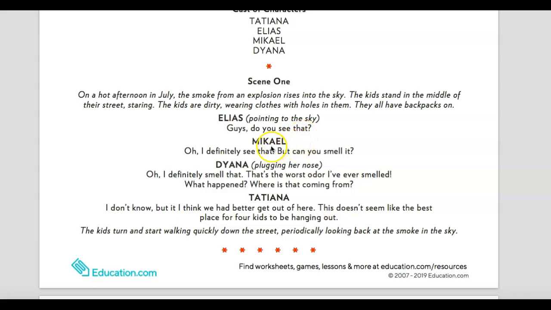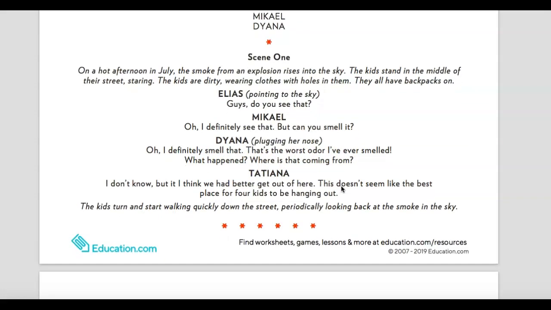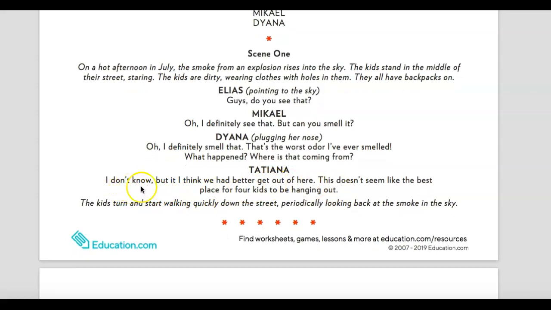And then another character says this next line. Miguel says, "Oh, I definitely see that, but can you smell it?" And then we move to Diana, and here's her directions. Plugging her nose, she says, "Oh, I definitely smell that. That's the worst odor I've ever smelled. What happened? Where is that coming from?" And then Tatiana says, "I don't know, but I think we had better get out of here. This doesn't seem like the best place for 4 kids to be hanging out."